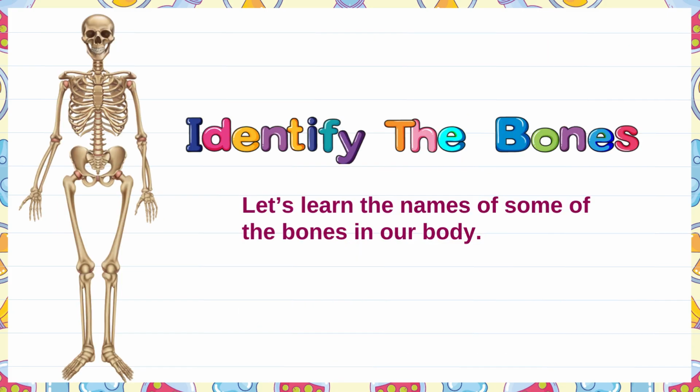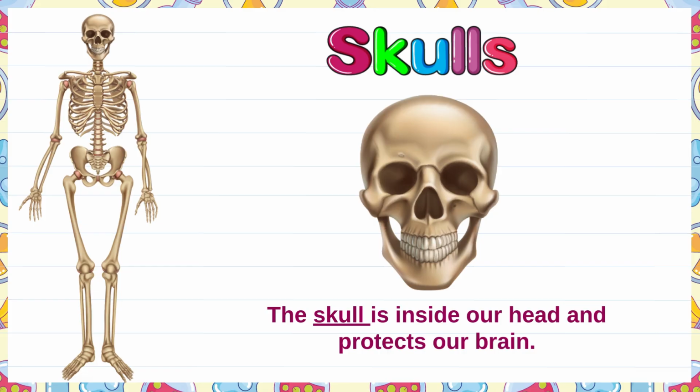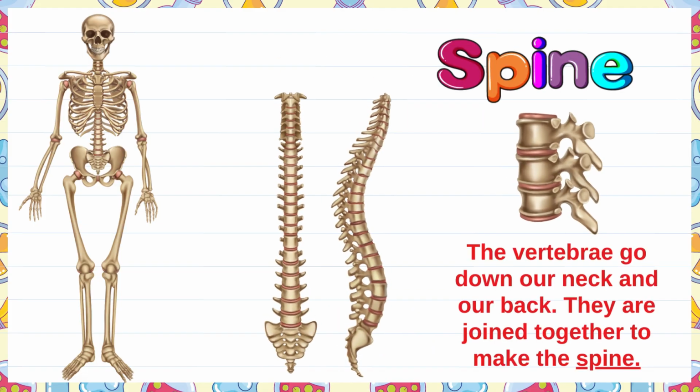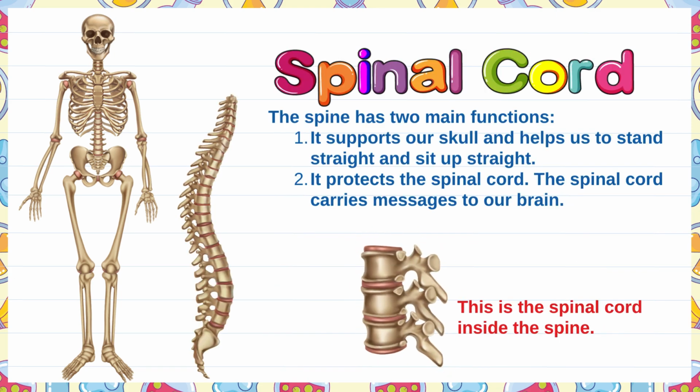Let's learn the names of some of the bones in our body. The skull is inside our head and protects our brain. The vertebrae go down our neck and our back. They are joined together to make the spine. The spine has two main functions. It supports our skull and helps us to stand straight and sit up straight. It protects the spinal cord. The spinal cord carries messages to our brain. This is the spinal cord inside the spine.